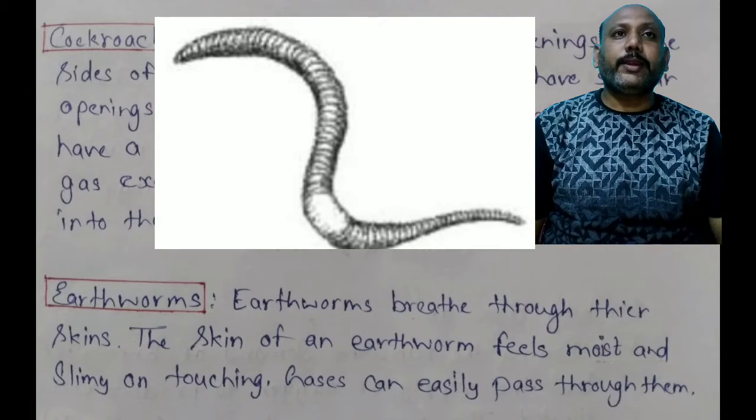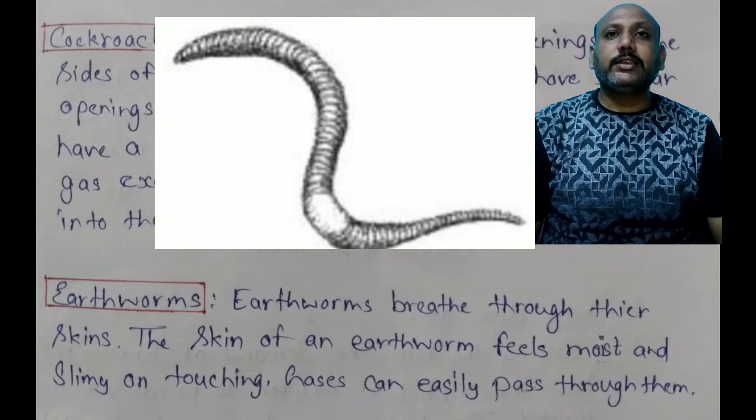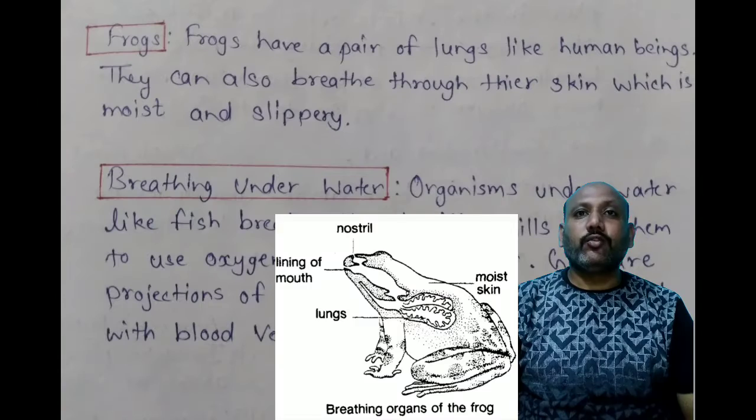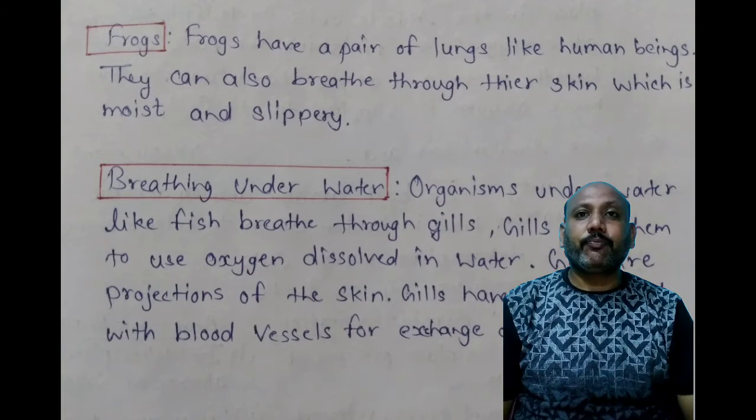Earthworms. Earthworms breathe through their skin. The skin of an earthworm feels moist and slimy on touching. Gases can easily pass through it. Frogs. Frogs have a pair of lungs like human beings. They can also breathe through their skin, which is moist and slippery.